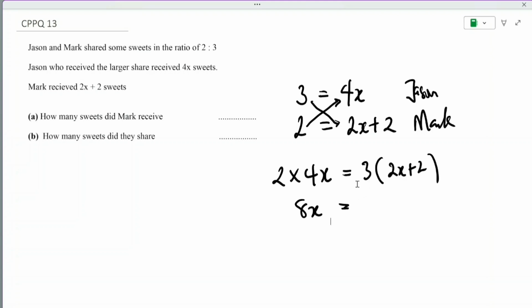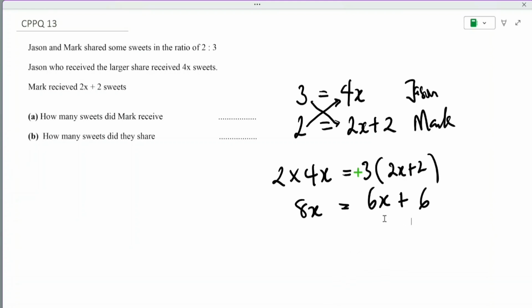And I've seen students just multiply the 3 by the 2x only, which leads them to the wrong answer. So we have 3 times 2x will give you 6x. Then 3 times 2, this is plus 3 and this is plus 2. Since this is positive and this is positive, it's easier. You can say positive times positive will give you positive. 3 times 2 would give you 6.